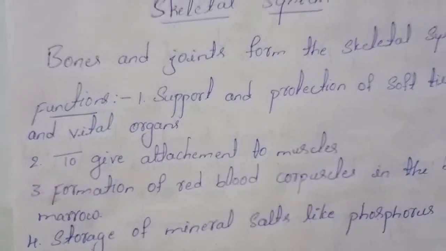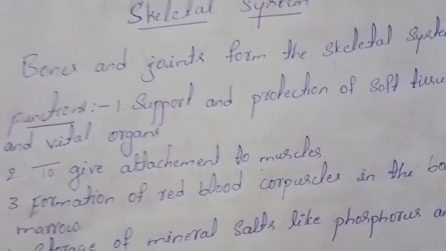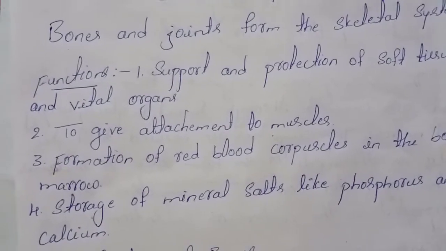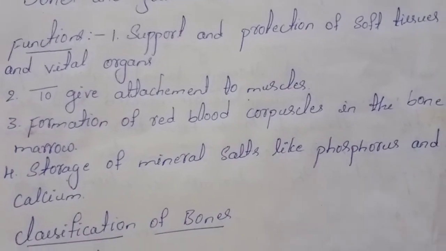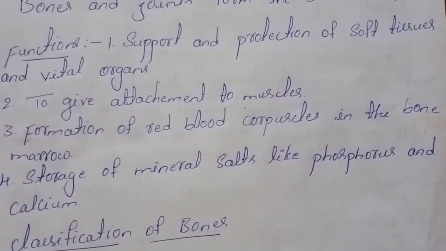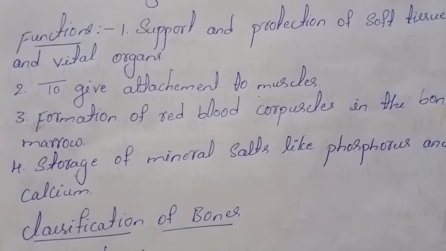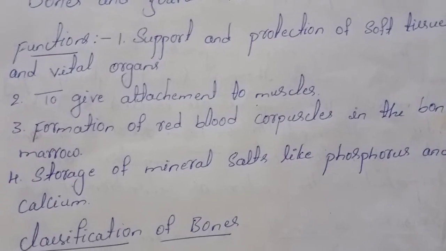First, support and protection of soft tissues and vital organs. Second, to give attachment to muscles. Third, formation of red blood corpuscles in the bone marrow. And fourth, storage of minerals and salts like phosphorus and calcium.